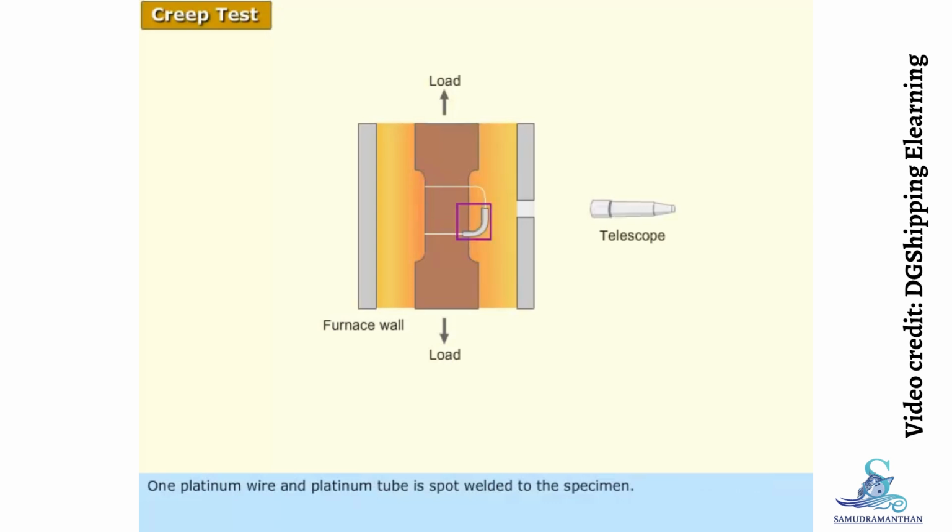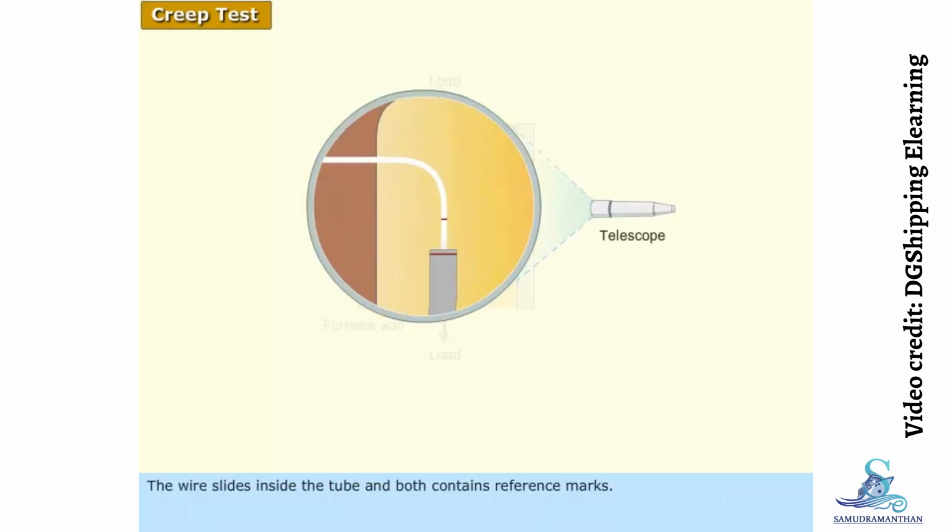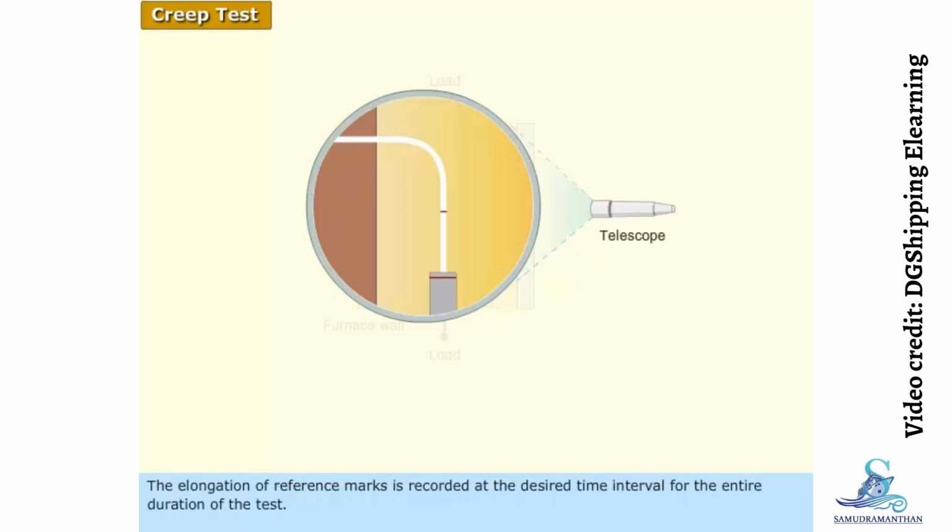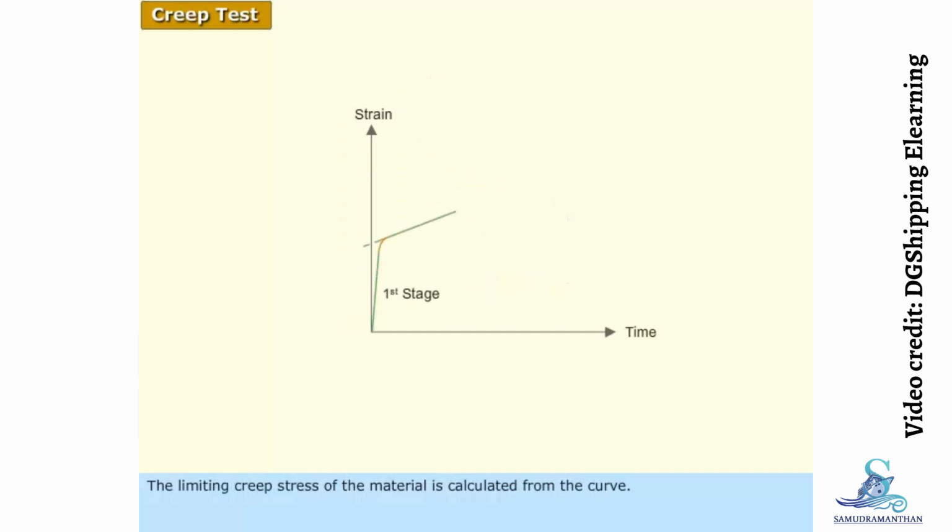One platinum wire and platinum tube is spot welded to the specimen. The wire slides inside the tube and both contain reference marks. Elongation of reference marks are measured on the scale inside a telescope. The elongation of reference marks is recorded at the desired time interval for the entire duration of the test. The values are plotted in a graph to obtain the creep curve. The limiting creep stress of the material is calculated from the curve.